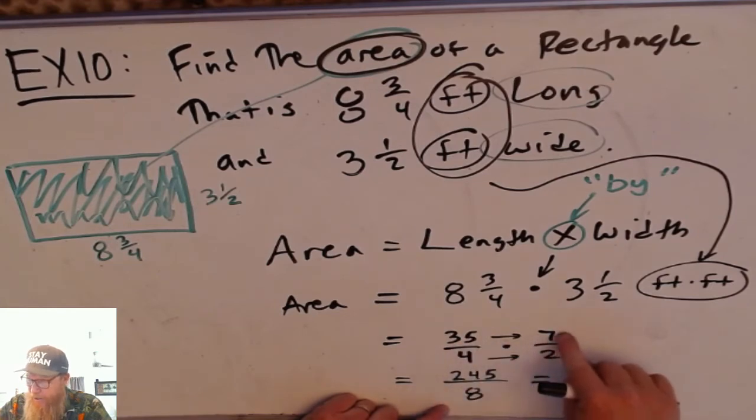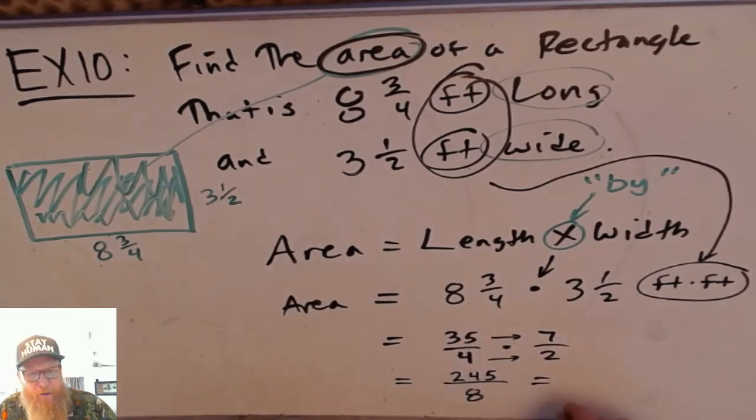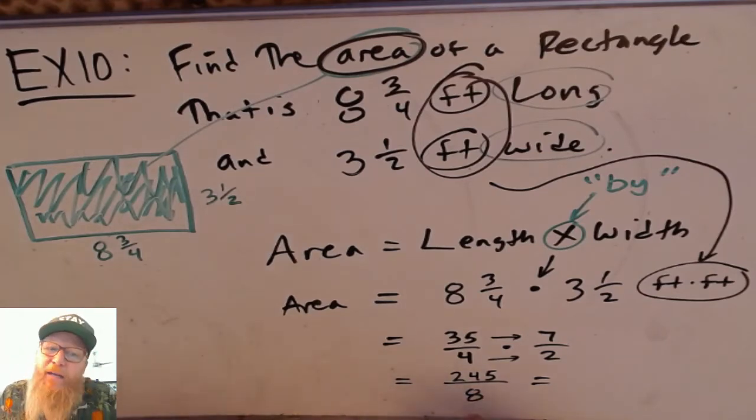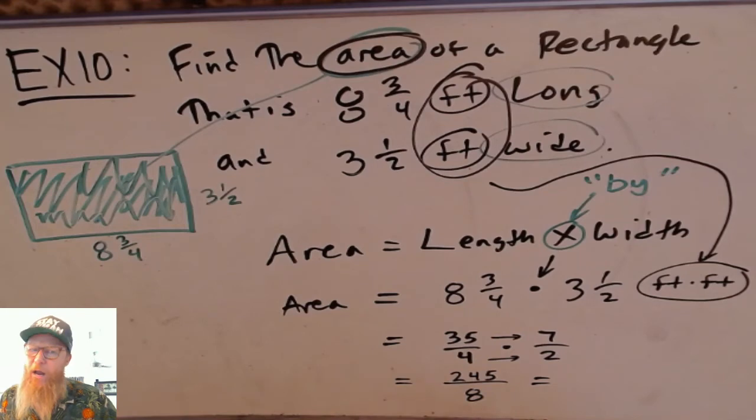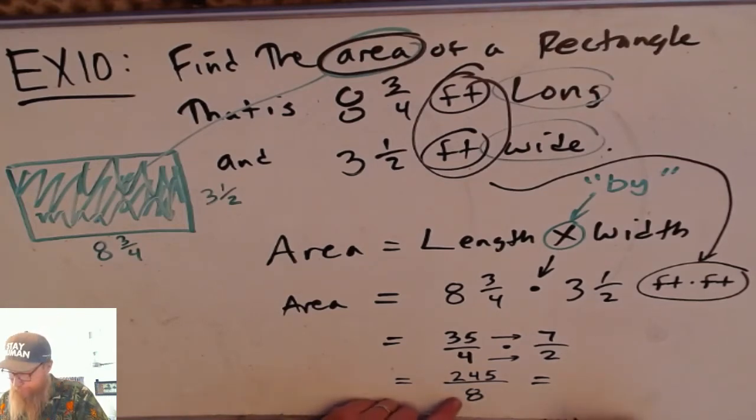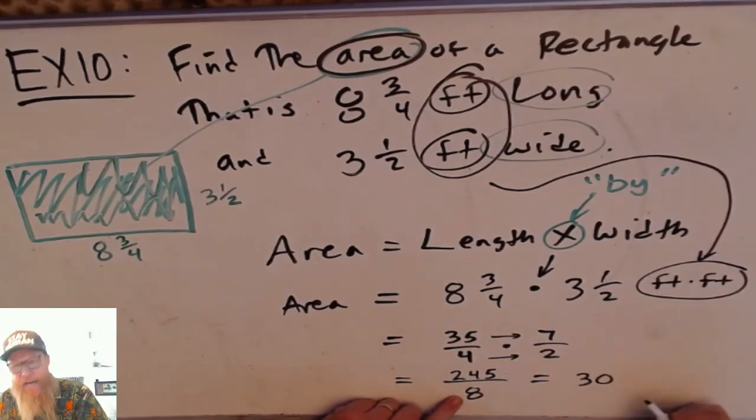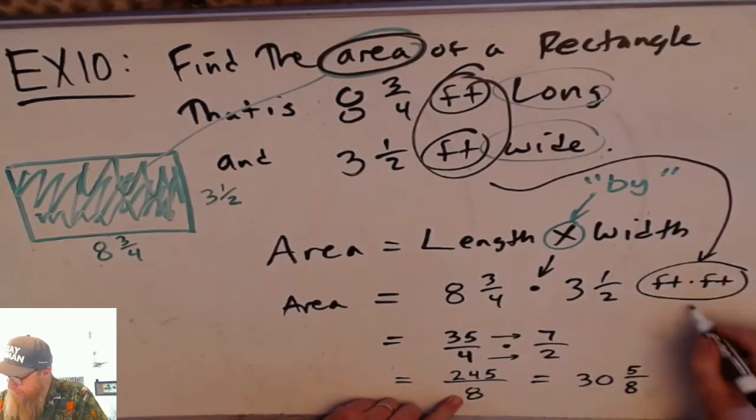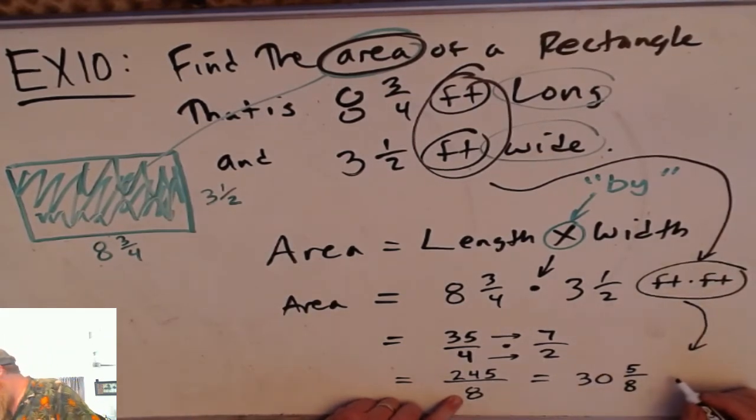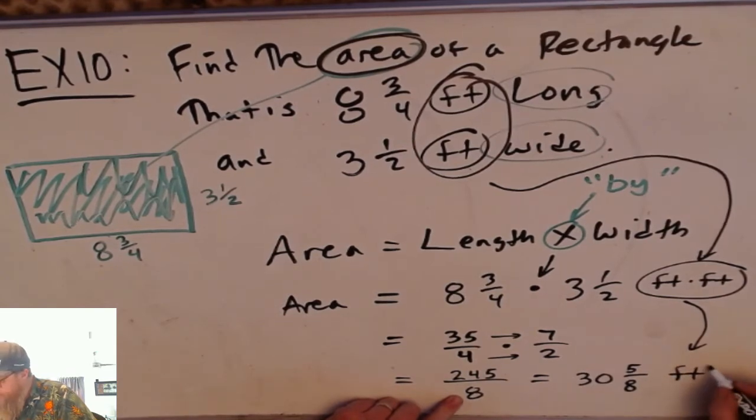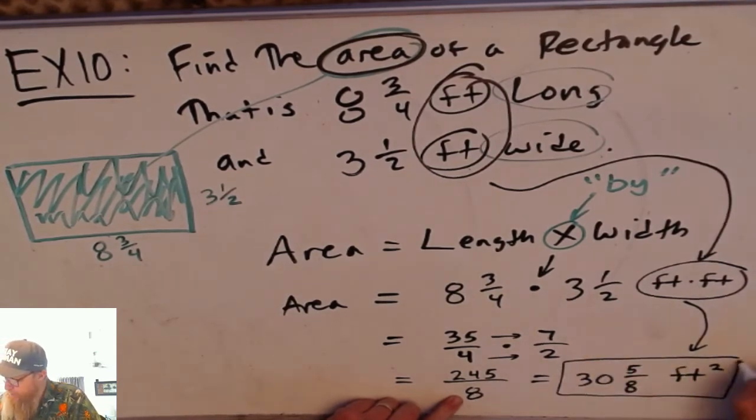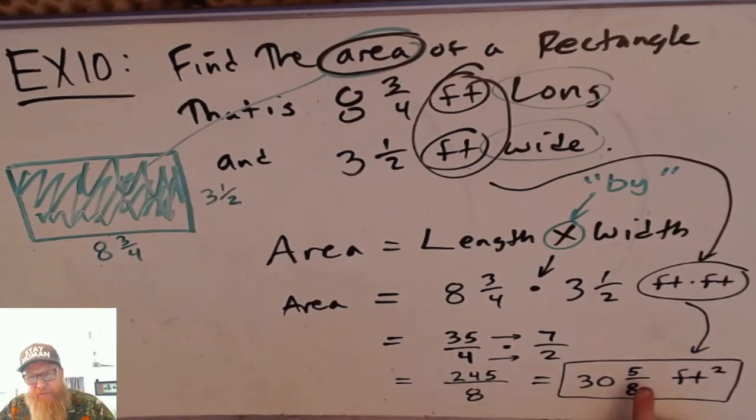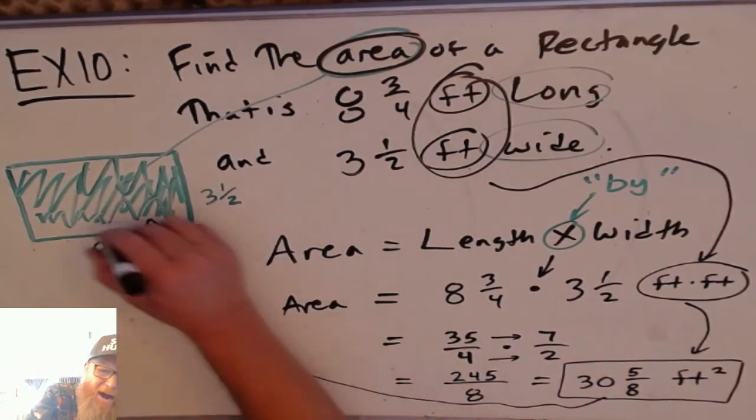This one's a little harder. 7 times 35 is 245. I'll leave that one for you guys to check. If I'm wrong, you might get extra credit, but I think I'm right. We'll see. Check me. All right, 8 goes into 245 30 times with a remainder of 5. And so you say feet squared. So the answer is 30 5/8 square feet.